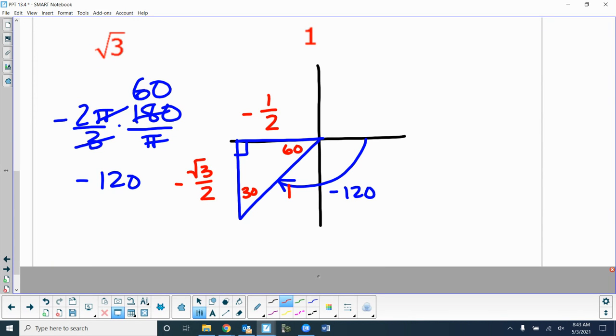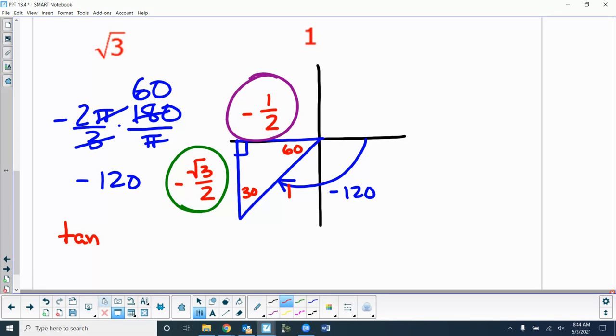So sine is opposite over hypotenuse. So negative radical 3 over 2. Cosine is adjacent over hypotenuse, which is negative 1/2. And then tangent would be opposite over adjacent.